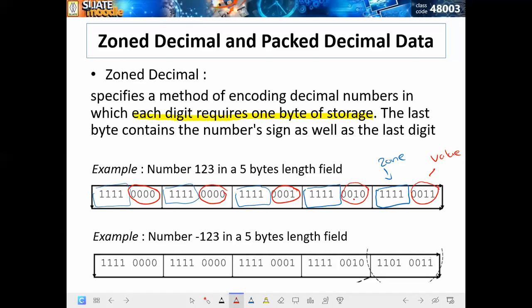So then it's very easy to read and write. Then in each block, right, we can separate it into two parts like this. This part represents the zone, that means the sign of the number, and this part represents the value. And please keep remember always the sign of the entire number.